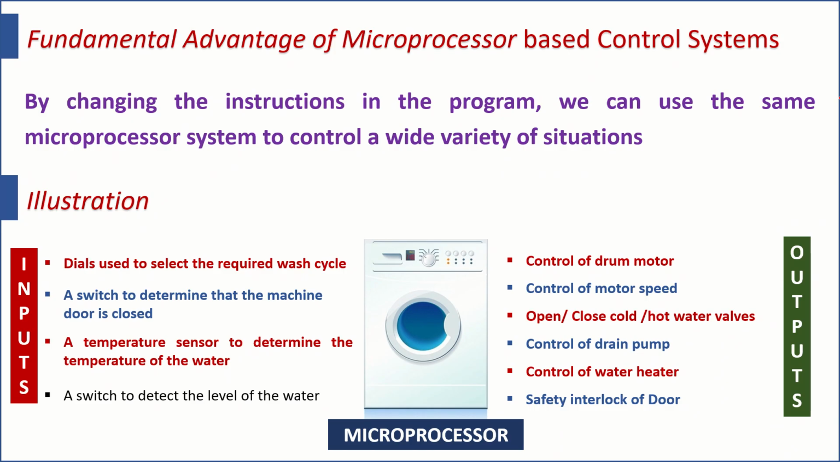Situations can be anything. If you have understood the situation and you can vary the program according to the necessity of the situation, then it will be very easy for you to employ the microprocessor to handle any sort of challenge in the entire control process. What I have given here is the example of a domestic washing machine. This washing machine is nowadays in everyone's home.